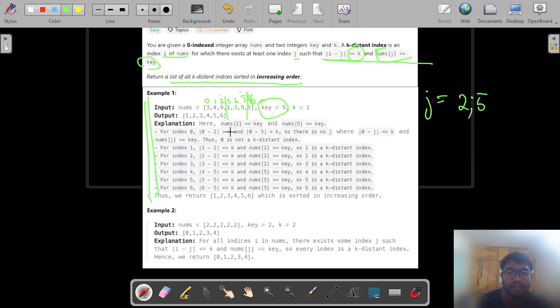Now the question is, with this part where we need to find the index. So let's say at 0, if we do 0 minus 2, is it less than or equal to k? This is the criteria. So this is 2 less than or equal to k, which is false. So this is not a possible value, right?